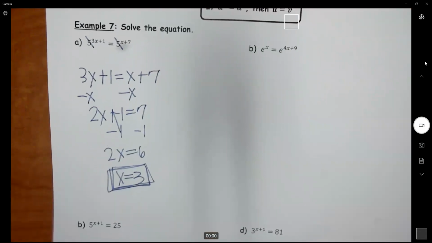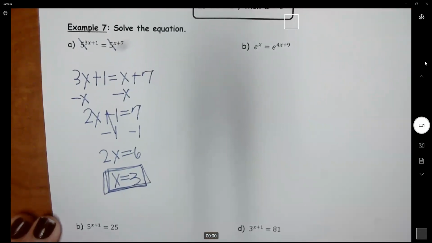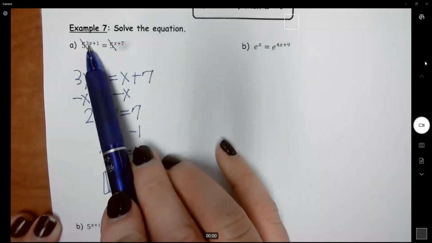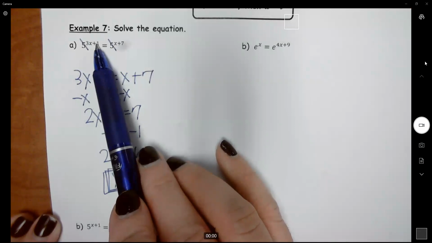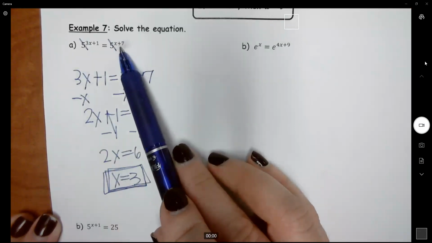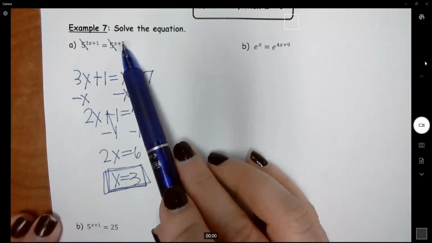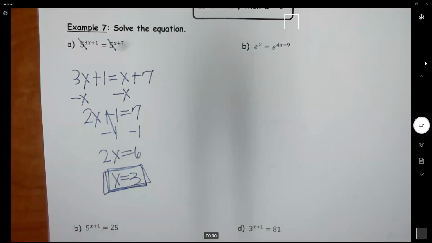I guess it would help if you could see it. And you can plug that in and check. You plug this in here, you've got 3 times 3 is 9 plus 1 is 10. So this is 5 to the 10th power. And then here, if you do 3 plus 7, that's 10 as well. So you've got 5 to the 10th power. So those are equivalent to each other.